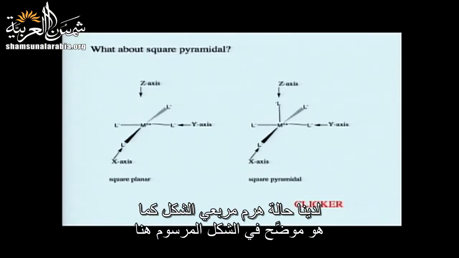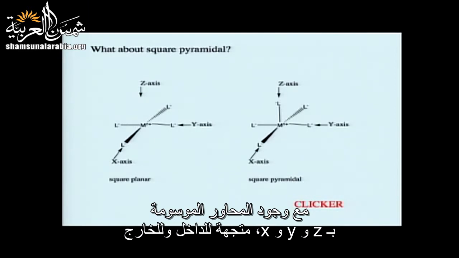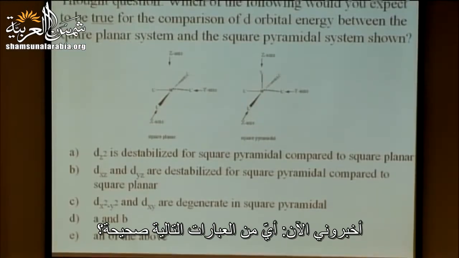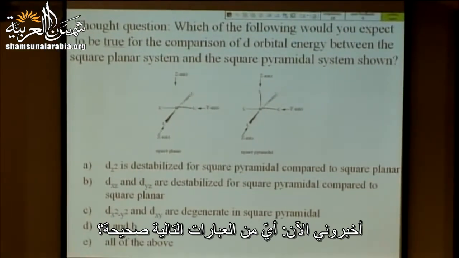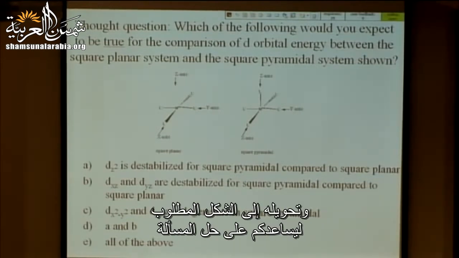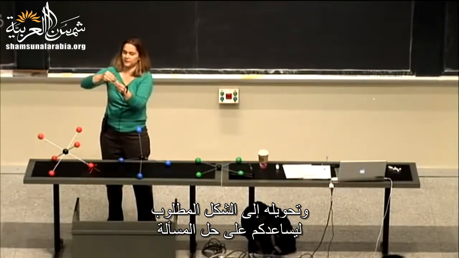So we have a square pyramidal case as drawn here with the axes labeled z, y, and x coming in and coming out. Tell me which of those following statements are true. And if you want, you can take your square planar and turn it into the geometry to help you out.